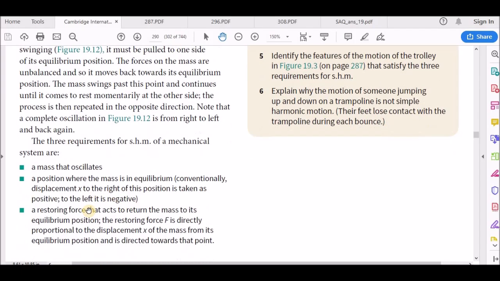Okay, so over here in this case, when the person is jumping up, we can take up as positive, down as negative. But the restoring force, in the case of a person jumping, we can say is the weight. Now that weight is always directed downwards, and it is not directly proportional. The more the child goes up, his weight won't be greater and greater. It's a constant. So the force is not directly proportional to the displacement.